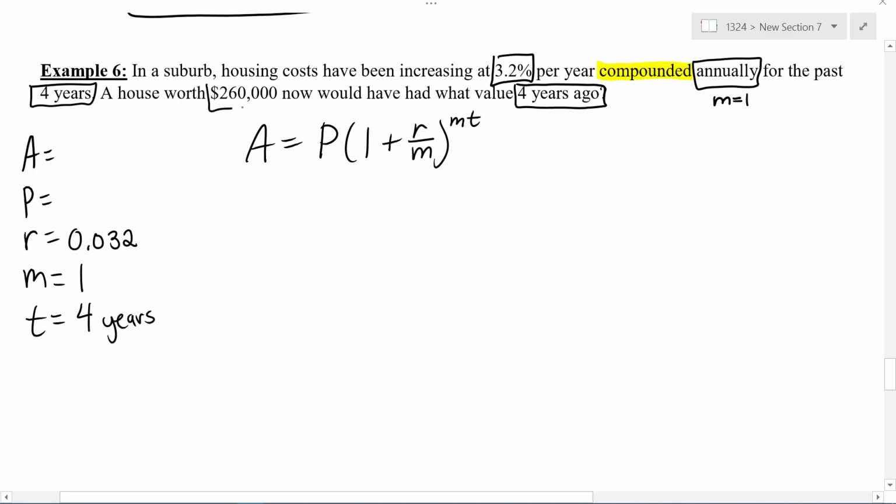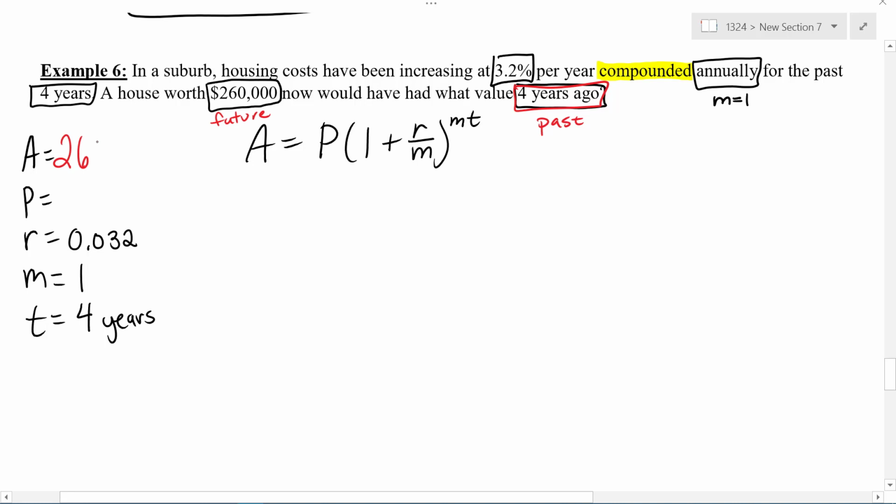So the only thing we want to know is what is the A value and what's the P value and which one are we solving for. Okay, so we have $260,000. We want to know what value the house had 4 years ago. So which one is the later of those two? Which one is in the future and which one's in the past? So if I have a house that's worth this much now and I want to know what happened 4 years ago, 4 years ago was in the past. So this must be a future value or a later value.